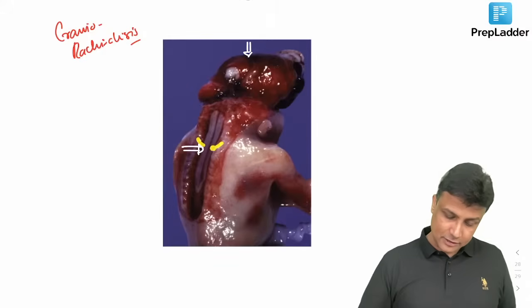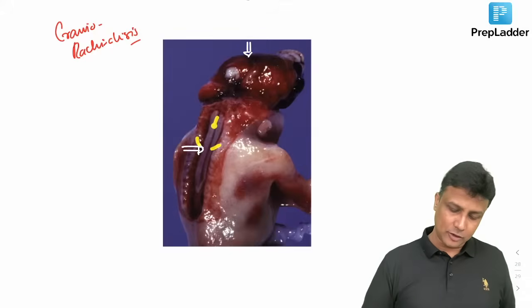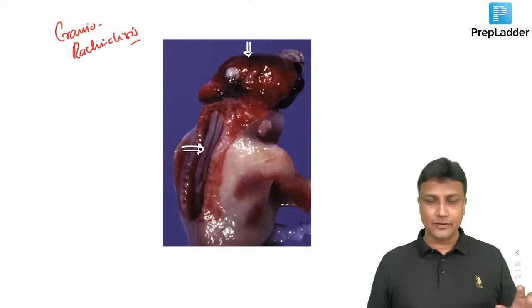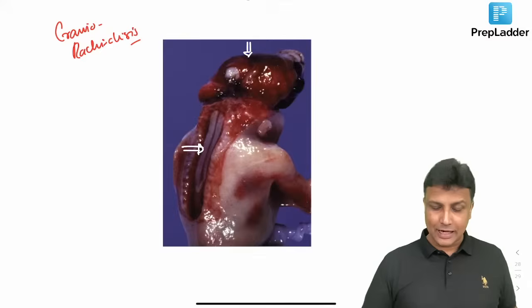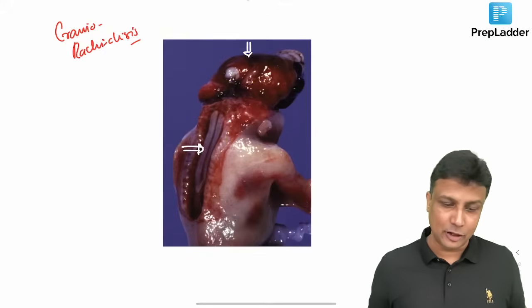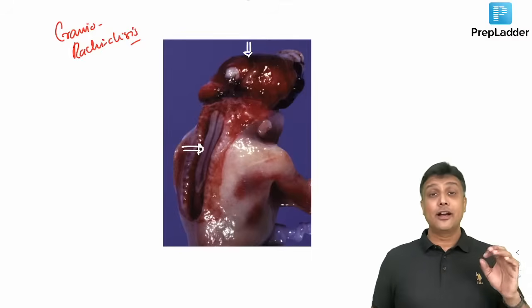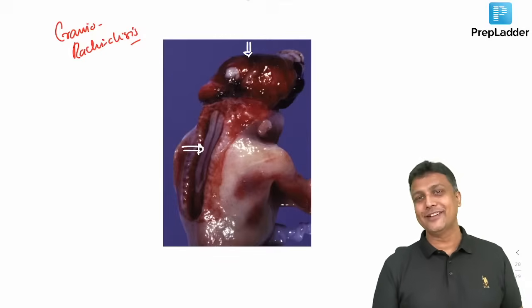So once the spinous processes, the bony processes of the vertebrae, are not fused here, what is happening? You are able to see the spinal cord clearly visible over there. So anencephaly along with the bony defect of the spine, together, this condition will be referred to as what, guys? Yes, craniorachischisis. It is called craniorachischisis. You should know all these images.